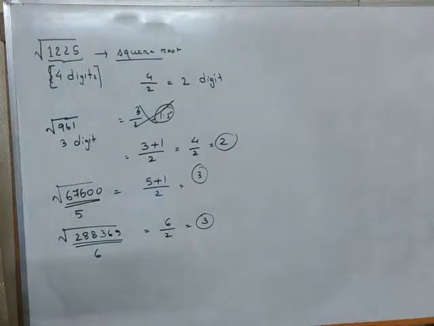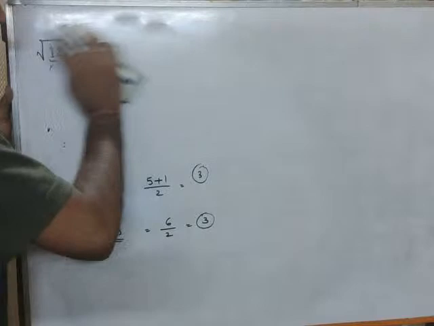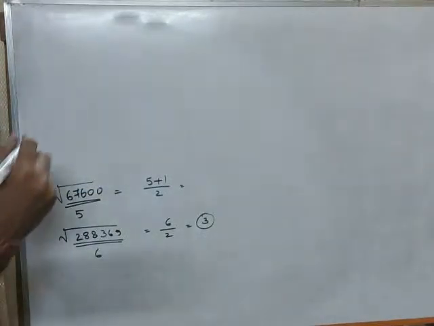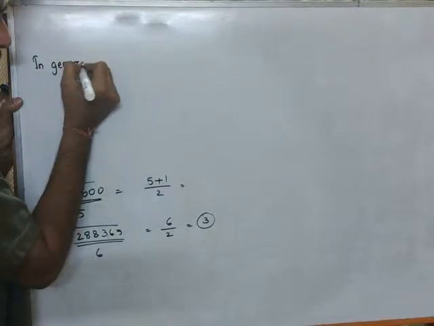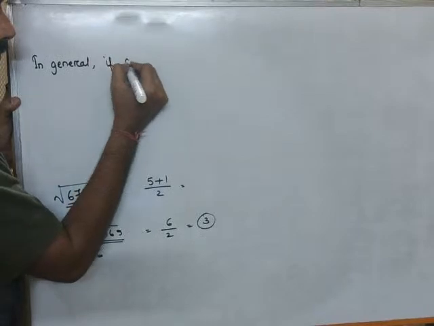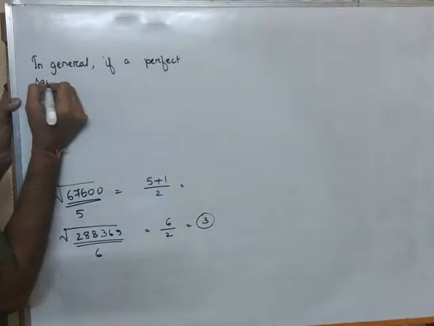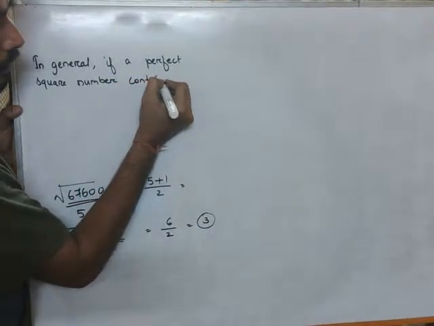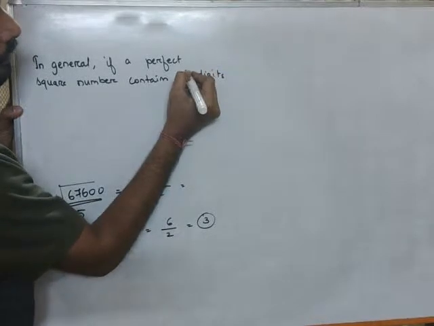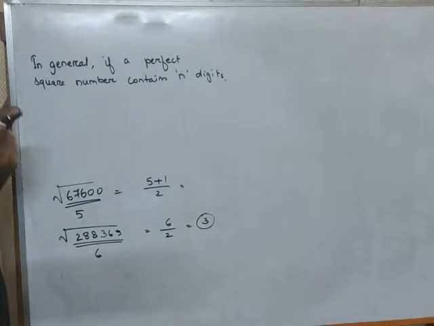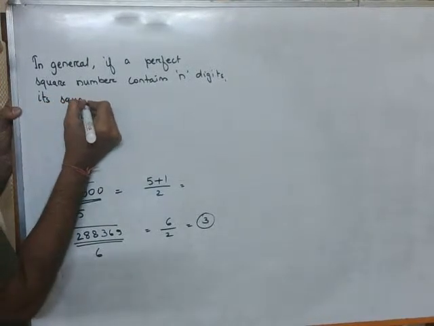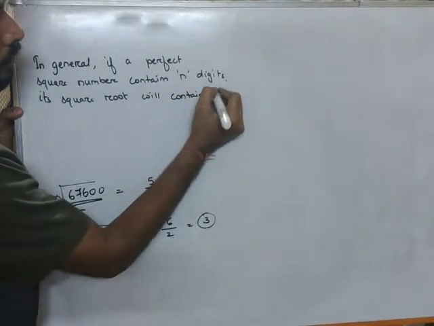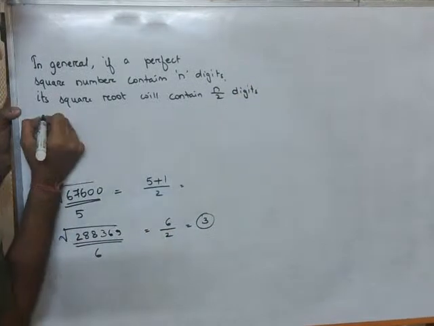So we shall write, in general, if a perfect square number contains n digits, its square root will contain n by 2 digits if n is even.